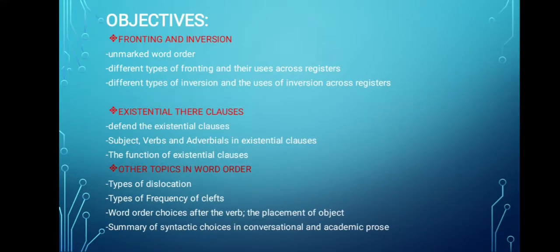First, fronting and inversions. It covers unmarked word order, different types of fronting under clauses across registers, different types of inversions, and uses of inversions across registers. Second, existential there clauses. Define existential clauses, subject, verbs and adverbials in existential clauses, and the function of existential clauses.